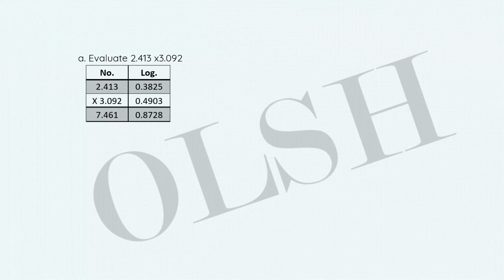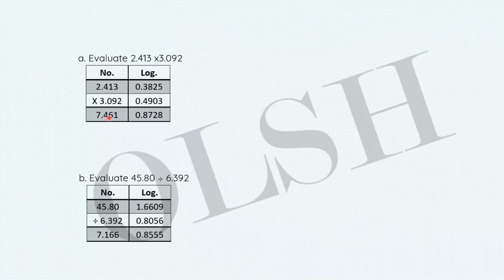Alright, so we can solve these same problems in tabular form. We're going to redo the examples we just did. The first one is evaluate 2.413 times 3.092. We can have this kind of table: 2.413 times 3.092. We find the log of 2.413, we find the log of 3.092, we add them together to get 0.8728, then find the antilog of 0.8728, and we are going to get 7.461.